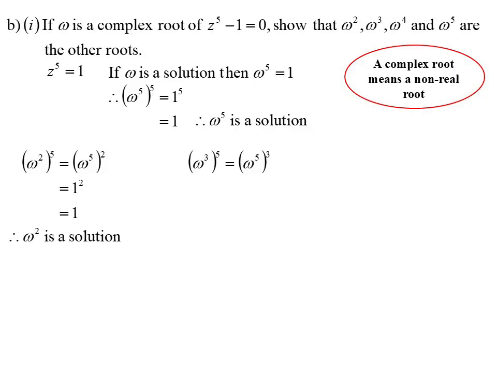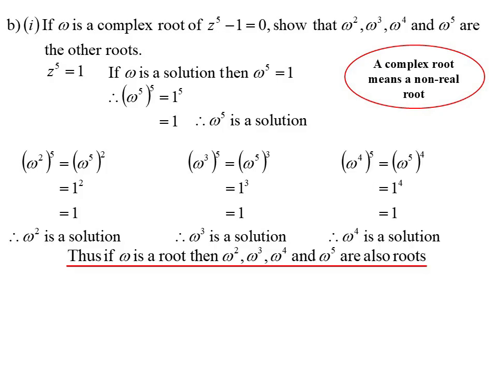Omega cubed to the power of 5 would equal omega to the power of 5 cubed. Omega to the power of 5 we know is 1. 1 cubed is 1. Omega cubed is a solution. And then we do it with the power of 4 as well. And so yes, they are all solutions, they are all roots. In fact, omega to the power of anything would be a solution. That's sort of a bit cumbersome doing it for each individual one. And that's only when it was power of 5.